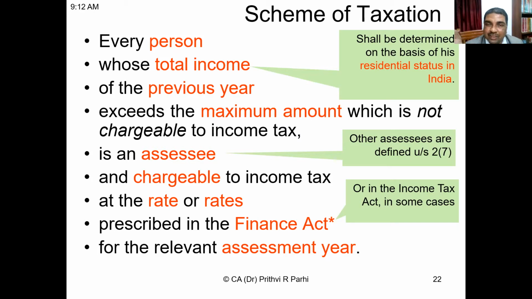So when a question is there, who is an assessee, with choices like option A, option B, option C, option D, you should be able to refer to section 2(7), which you will be learning. And on that basis, you should be able to decide who is an assessee.